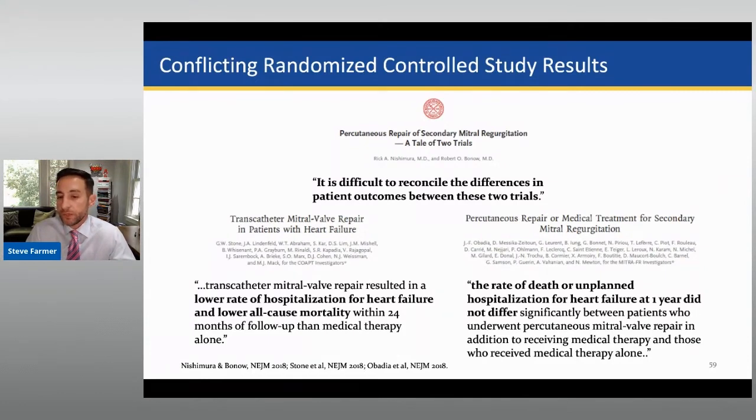The discrepancy between the 2 trials led 2 preeminent heart valve experts to write that it's difficult to reconcile the differences in patient outcomes between these 2 studies. The FDA relied heavily on the COAPT study in granting market authorization for TEER for the FMR indication, and that point is evident in their labeling.